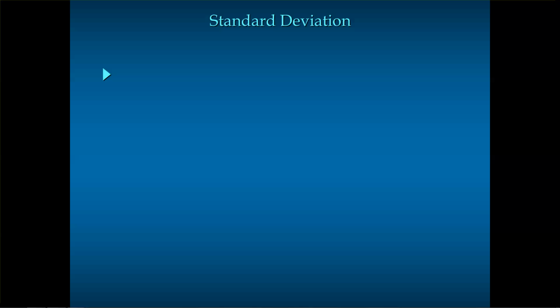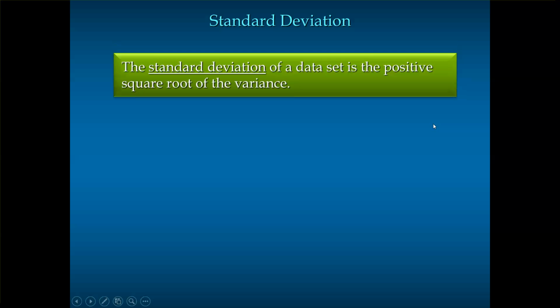How can we cancel the exaggeration of the variance? We will take the square root of the variance. Then we create a new statistic called the standard deviation. The standard deviation of a data set is the positive square root of the variance. So once we get the variance, it is very easy to get the standard deviation by taking the positive square root.